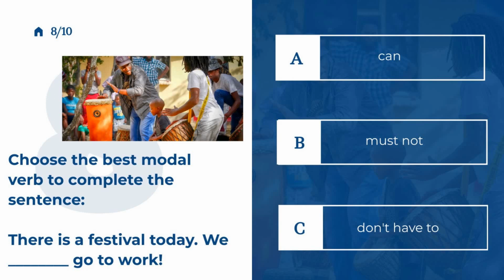While all of these words technically make sense in this sentence, the most logical thing is that if there's a festival or a holiday, we probably don't have to go to work. So this would be C. We don't have to go to work. Today we have a holiday, we can take a break.